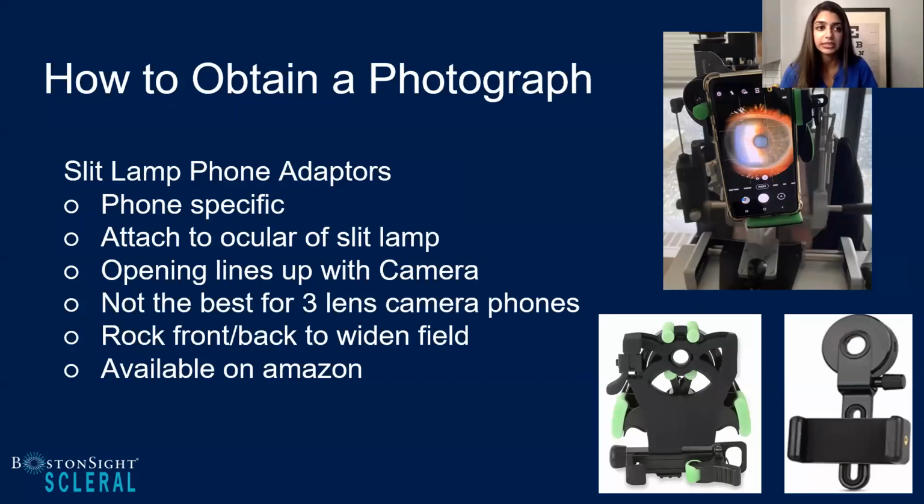The beauty of the adapter is it tends to attach to your ocular of your slit lamp. It does typically attach to only one ocular. The opening of the adapter lines up with the single lens of your camera, which then lines up with your ocular. So while this works great for those one camera lenses, nowadays technology is just growing, and now we have iPhones with 3, and God knows 5 years from now it'll be 5 lenses. So that's the device that may not work as well for these adapters. Oftentimes you can also rock the camera and the entire adapter front and backwards to widen your view.